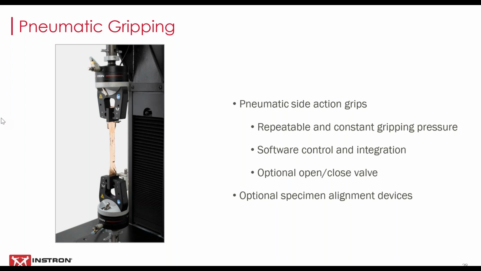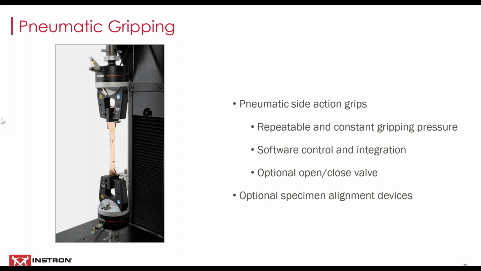Additionally, one of the other big benefits of some of our smaller pneumatic grips that will be used for electronics testing is that they always close to the same position. So you're always going to ensure you have proper load string alignment there. You're not going to have an offset of your specimen.